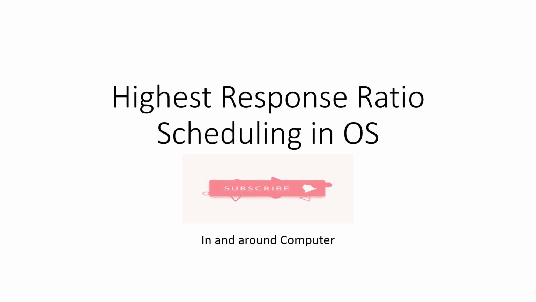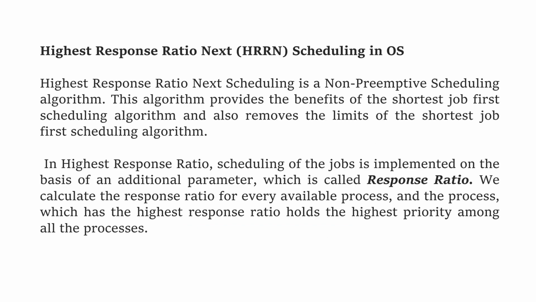In this video, we are going to see the highest response ratio scheduling in operating system. This highest response ratio next scheduling is a non-preemptive scheduling. This provides the benefits of the shortest job first scheduling algorithm and also removes the limitations of the shortest job first scheduling algorithm.